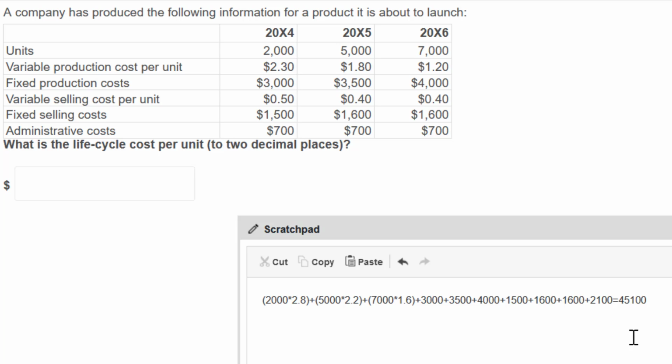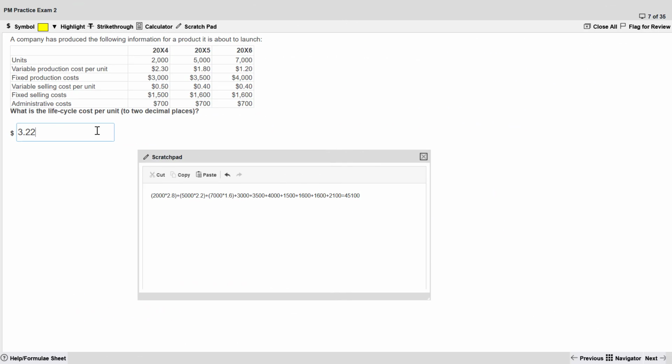4,500. Now, we need to read very carefully. They don't want the total cost over all of the years. They want a unit level cost. So we need to divide that by the total units. And we see 2, 5, and 7. That's 14,000 units. So divide that answer by 14,000. And guys, we get 3.22. The correct answer. Friends, there we have it, the life cycle cost per unit.